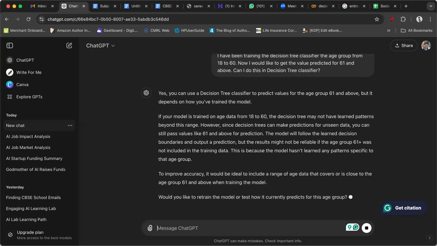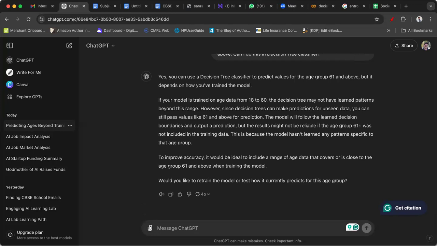Okay, the answer is simply yes, but there is a condition. If your model is trained on age data from 18 to 60, the decision tree may not have learned patterns beyond this range. Whatever regression model we have trained, it's a direct relationship between the columns, and it has some limitations.